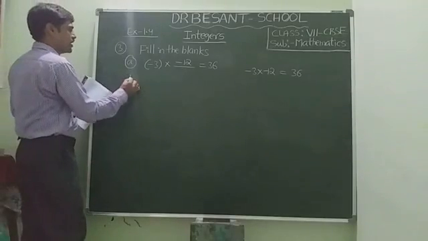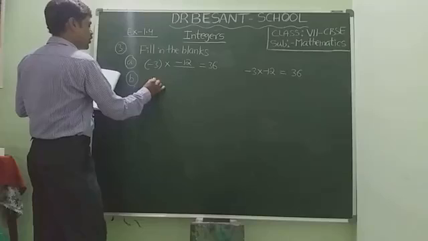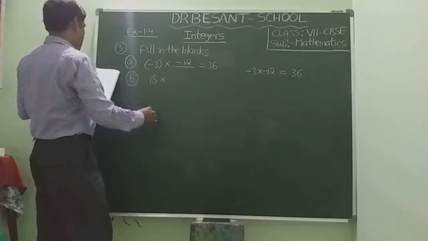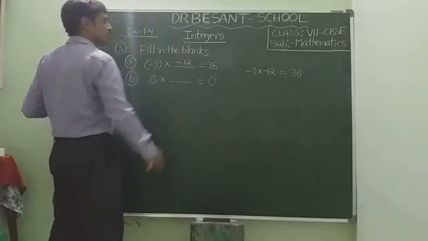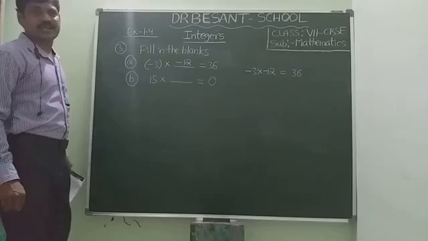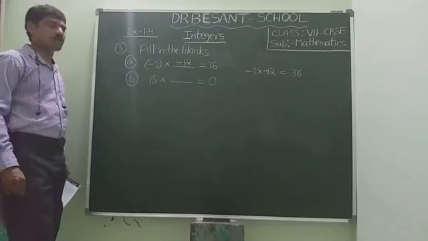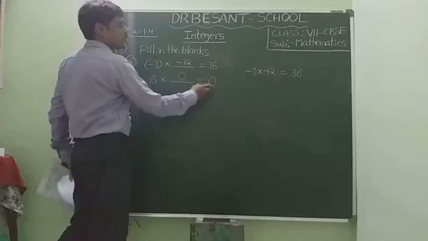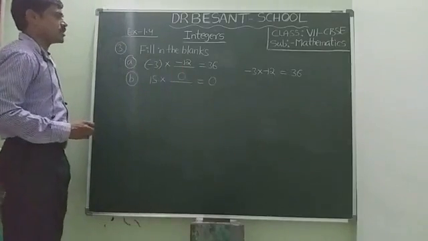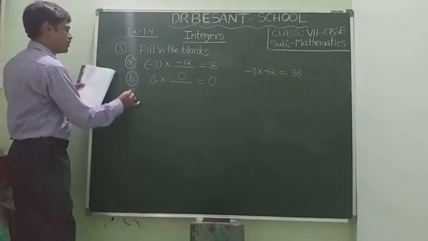Okay, children. Next, question B: 15 into dash is equal to 0. For any integer, if you multiply by 0, then the result is 0. So what we have to multiply? 0 only. 15 into 0 is 0. Okay, children. So this is the B.